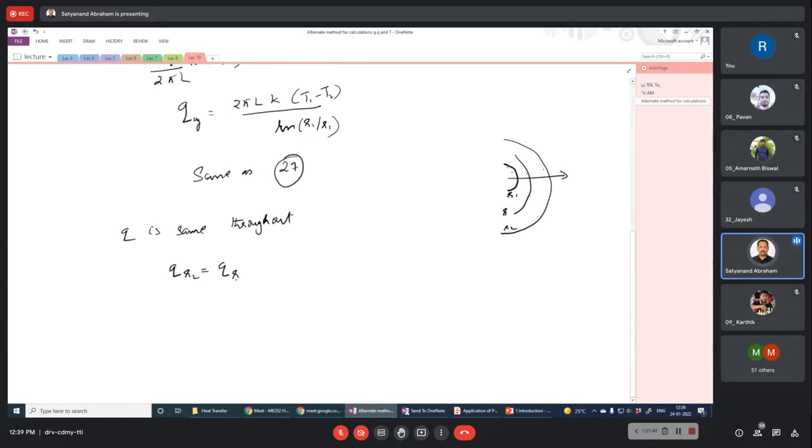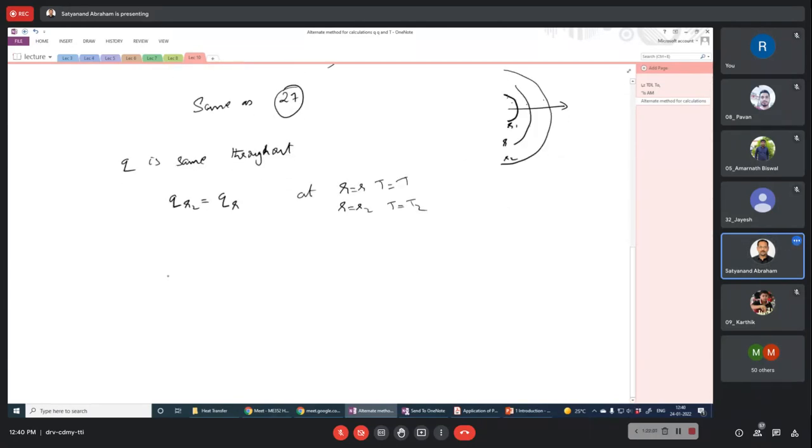So what we are saying is, at R, T is equal to T. At R1, T is equal to T1, and at R2, T is equal to T2. That is the only difference. So we are going to integrate it, or equate it. We say Q equals 2 pi L k (T1 minus T2) divided by ln(R2 by R1).